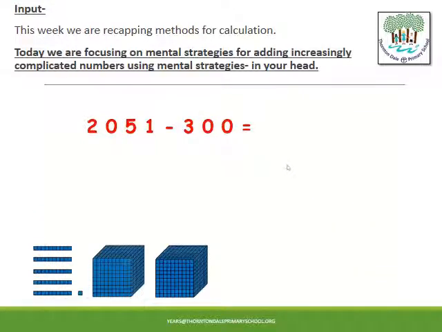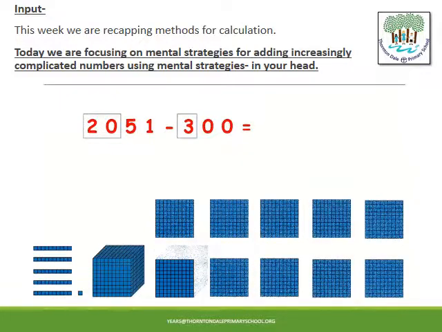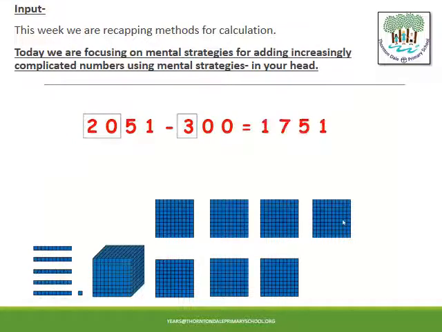So I have one more to have a go at yourselves. So we've got 2051, take away 300. So we've got 0 hundreds, we need to take 300s away. So if we think about that as 20 hundreds, take away 300, that we can then exchange that 1000 into 10 hundreds. Now we can take 1, 2, 3 hundreds away, so we should have 17 hundreds left, so 1751.